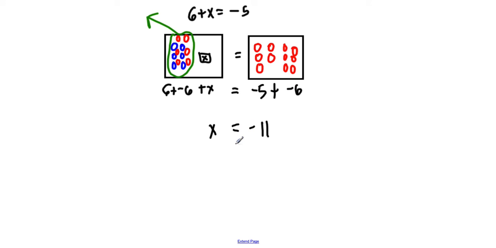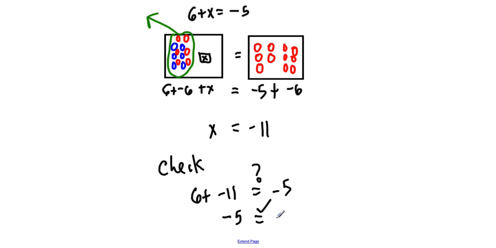Okay? So we now have x is equal to negative 11, and if we want to check if our solution makes sense or not, we simply get negative 11 and substitute it back to the original equation. So we now have 6 plus negative 11. Now, is it equal to negative 5, which is the original problem? Okay, and we find out that it is. Negative 5 is equal to negative 5. We've checked our answer or our solution to be correct.